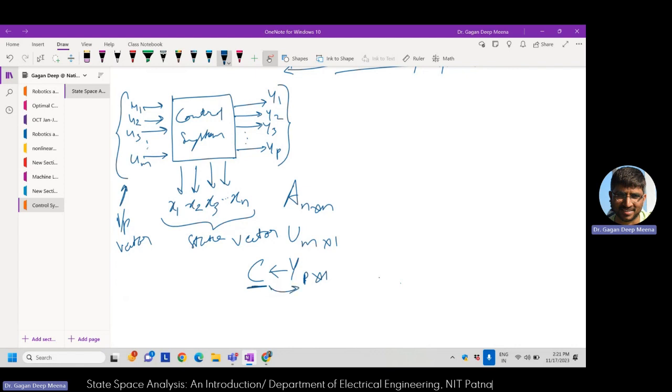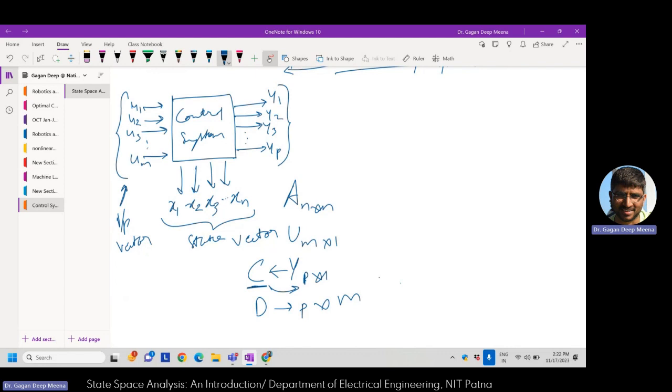So the dimension of the C matrix is P cross N, and the dimension of the D matrix, which is your transmission matrix, is of order P cross M. By all these four different matrices, we can represent these two equations. One is your first order differential equation and the other is your normal y equals to cx plus du sort of equation.